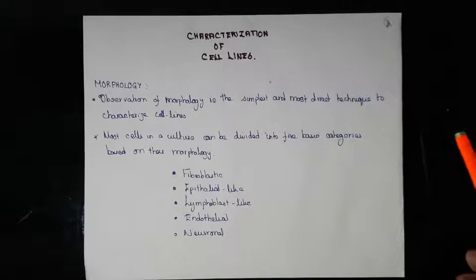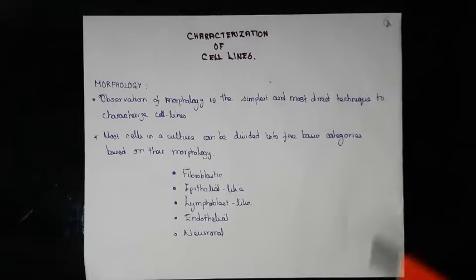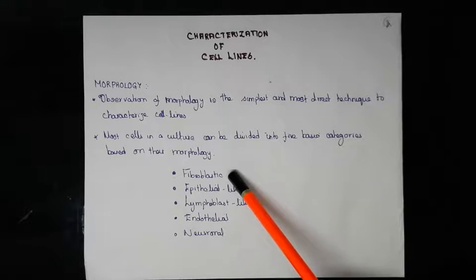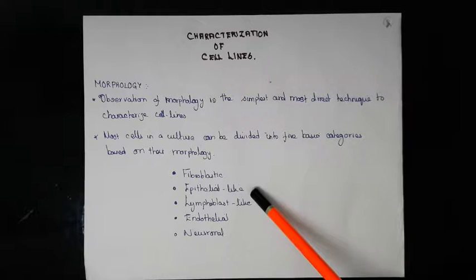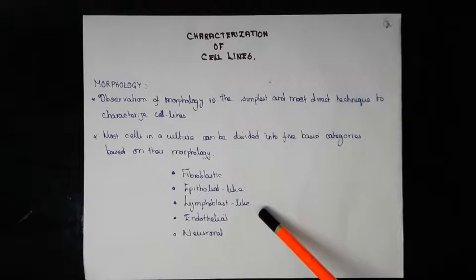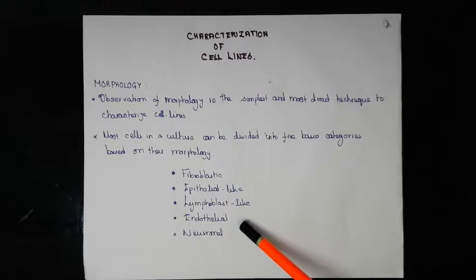It is imperative that we characterize the cell lines. There are multiple methods of characterization. The first and foremost method of characterization is observing their morphology. Observation of morphology is the simplest and the most direct technique to characterize the cell lines. Most cells in a culture can be divided into 5 basic categories based on their morphology. They can be fibroblastic, epithelial-like, lymphoblast-like, endothelial-like, or neuronal in their morphology.